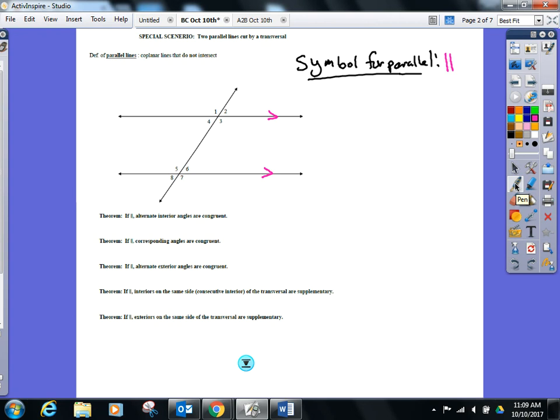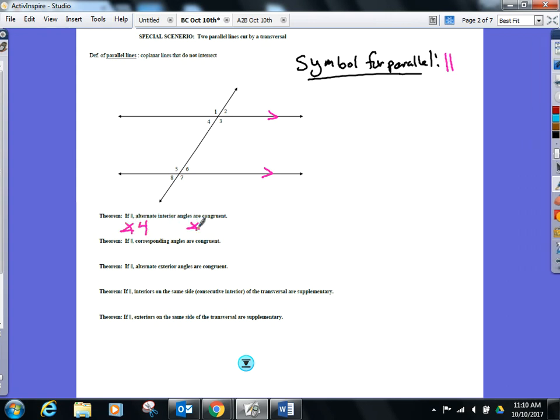Symbol for parallel, we got the two lines and then the markings on here. All those different types of angles we've referred to. Let's start with the alternate interior. Somebody give me a pair of alternate interior up here. Justin: 4 and 6. Okay, take a look. We know 4 and 6 are alternate interior, but now the lines are parallel. That makes them congruent.